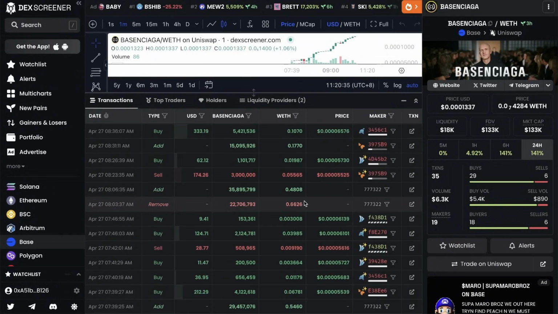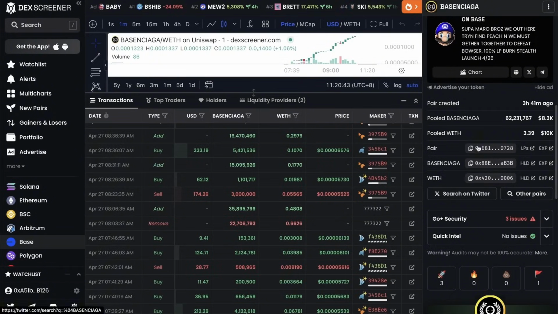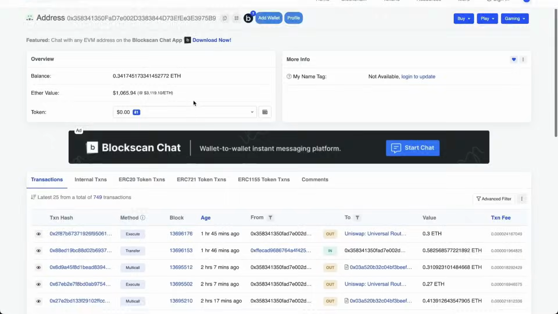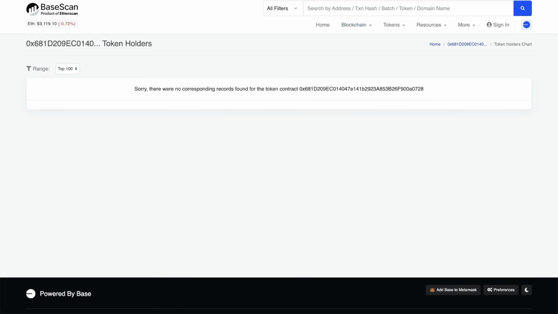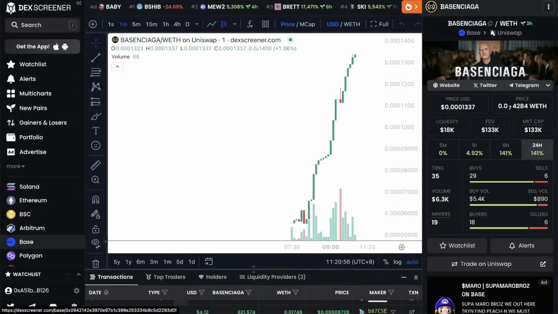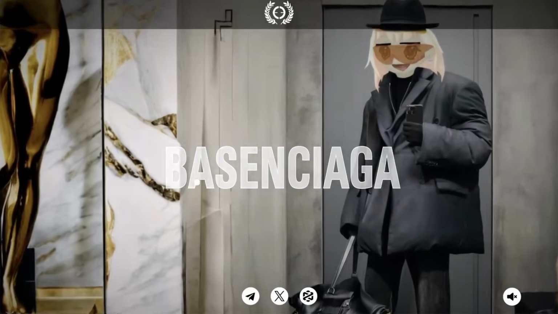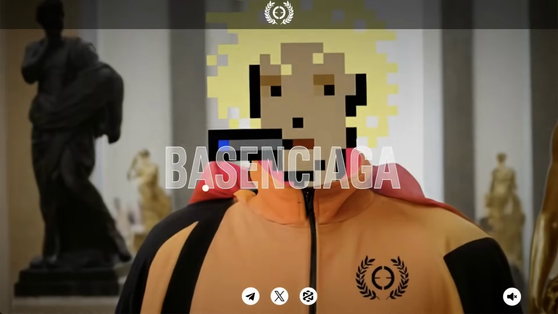We add liquidity, we remove liquidity, we add back liquidity. Seems a bit strange. Now, do we see if the liquidity is locked? Let's check. No records found. Then I will pass it. I'm just going to check if they made a good website. Not bad.